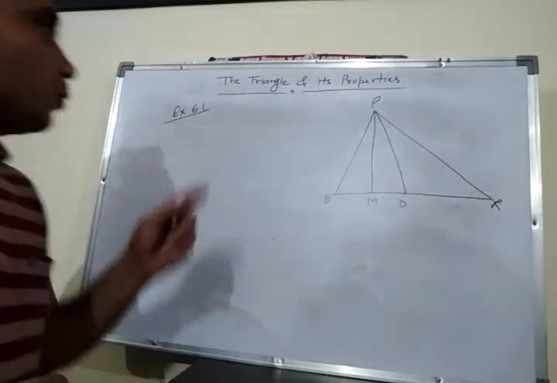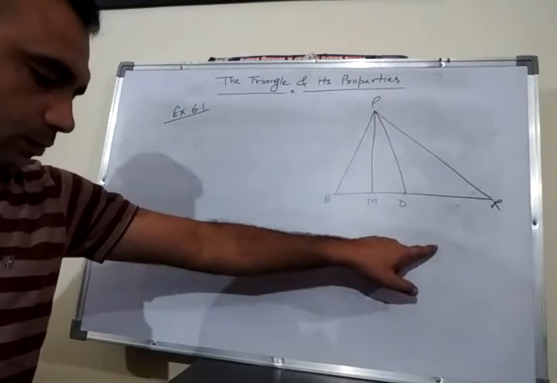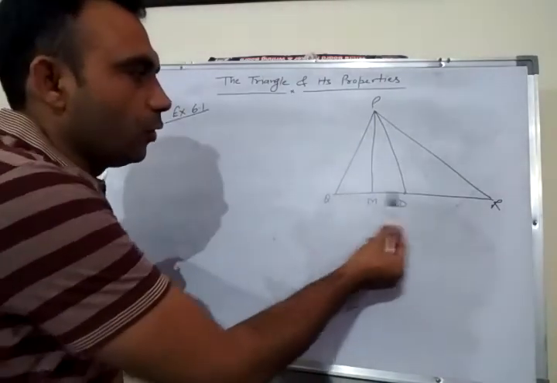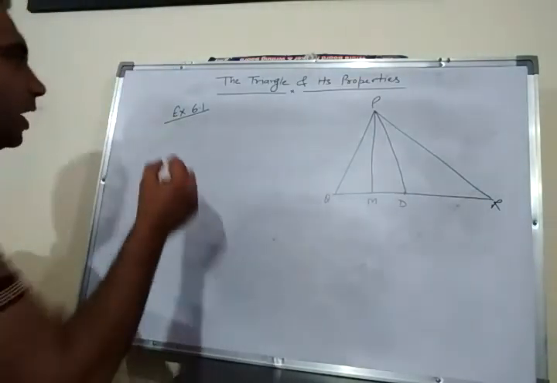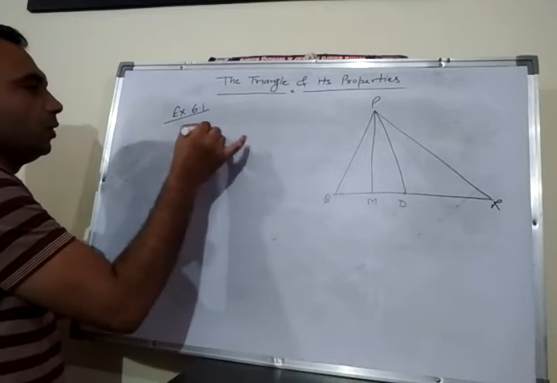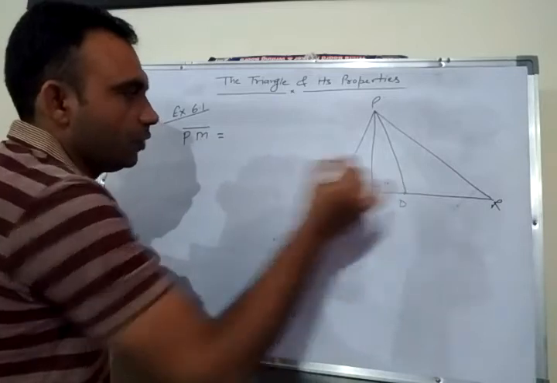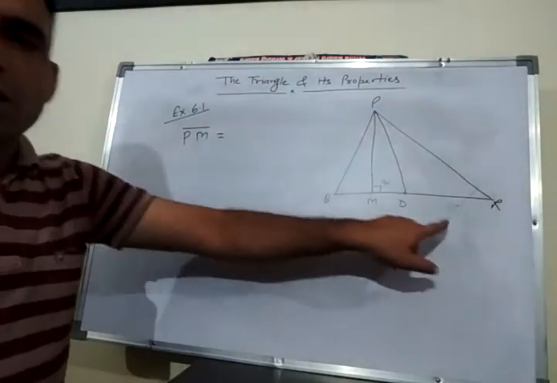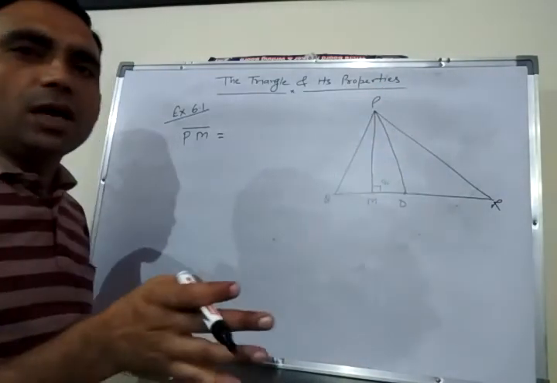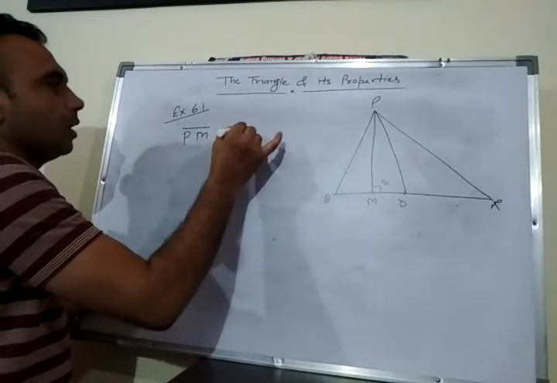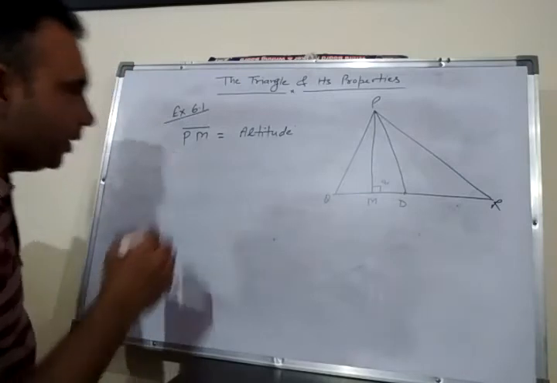Now we take exercise 6.1, question number 1. Given in triangle PQR, D is the midpoint of QR. Now you have been asked, what about PM? It is given that this angle is 90 degrees. If this angle is 90 degrees, then PM is perpendicular to QR. If PM is perpendicular to QR, then PM is the altitude.